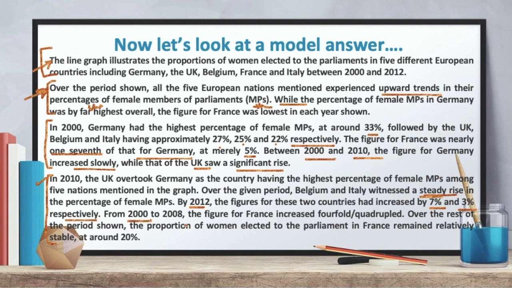From 2000 to 2008, the figure for France increased fourfold, or we can say it quadrupled. Over the rest of this period shown, the proportion of women elected to the parliament in France remained relatively stable at around 20%. So this is a model answer that is expected out of you.